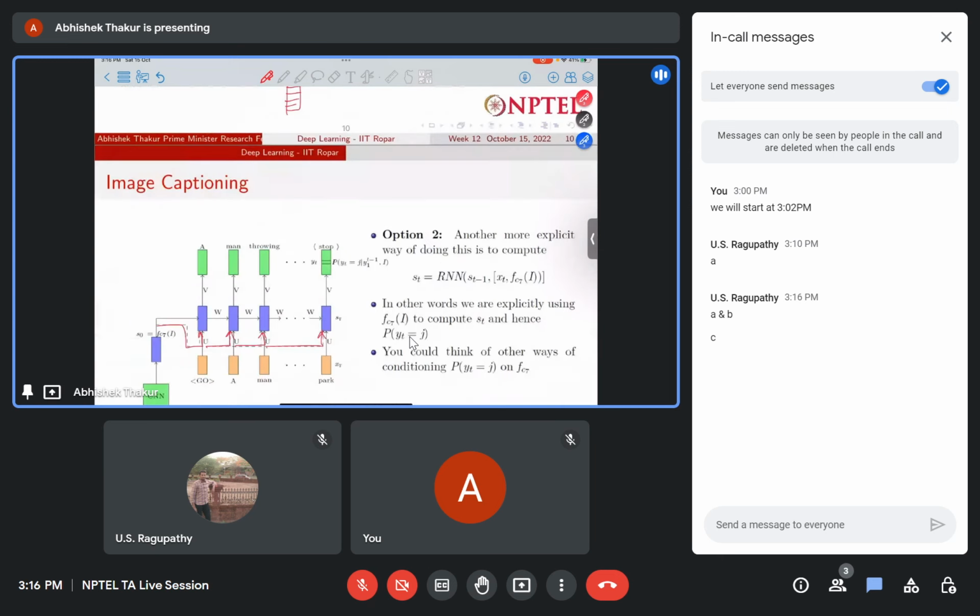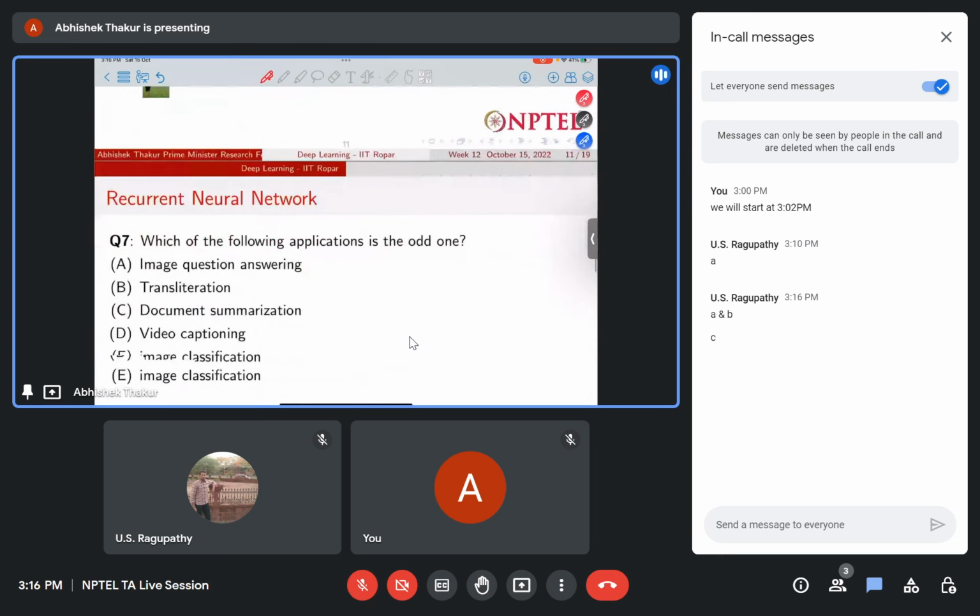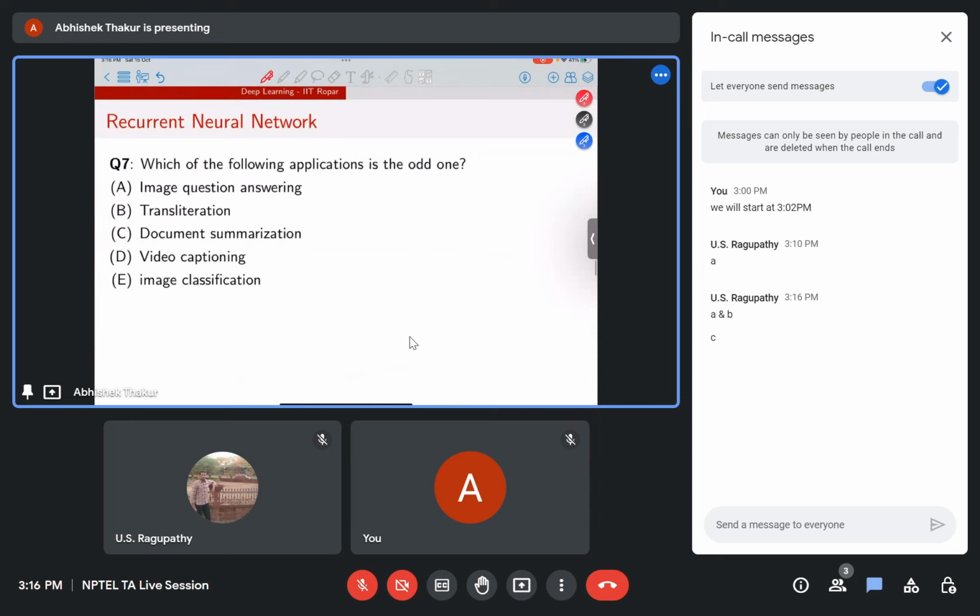So this thing you can study in lecture also. This is a tutorial session, so we are discussing the normal basic questions. Now moving on to question 7, that is based on RNN. Which of the following applications is the odd one? It's not based on RNN. It is based on whatever we have studied.